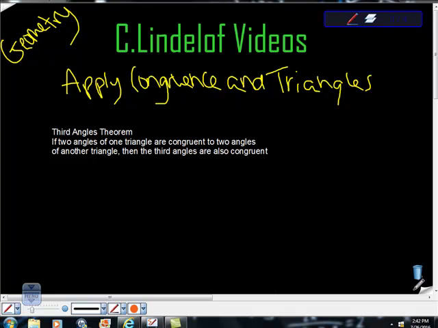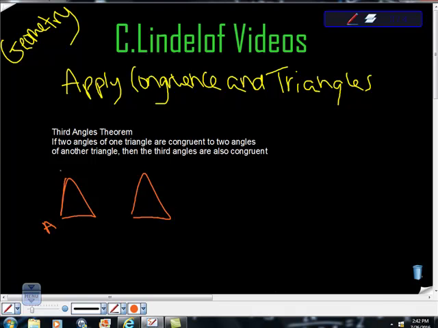It says, if two angles of one triangle are congruent to two angles of another triangle, then the third angles are also congruent. So we can look at it like this. We have two triangles here. Let's say that they're drawn a lot better than that.